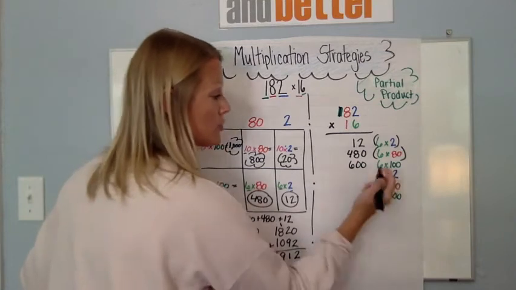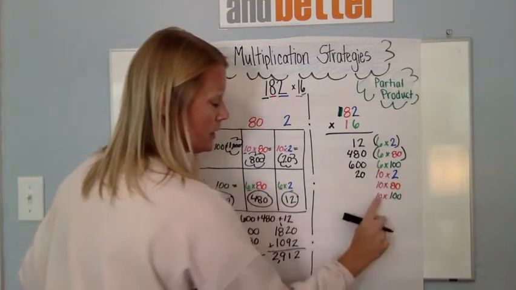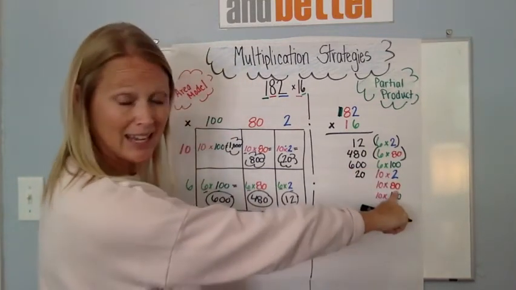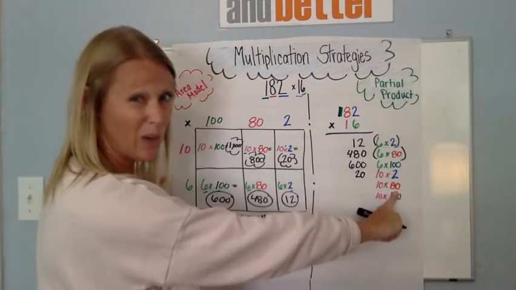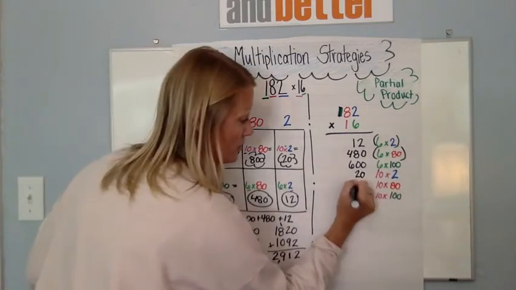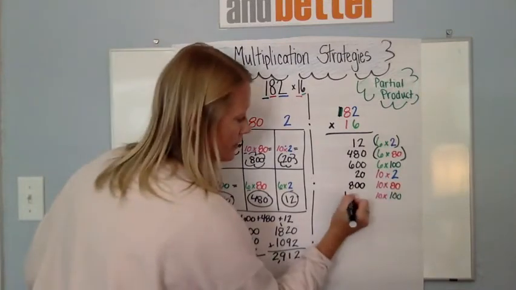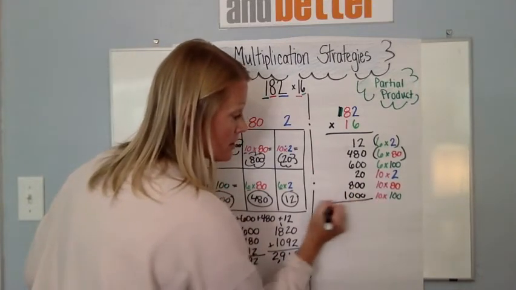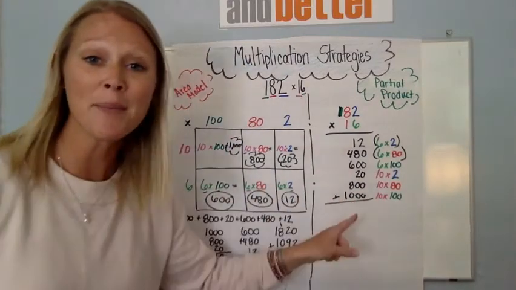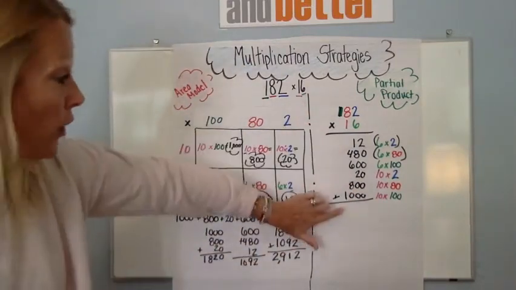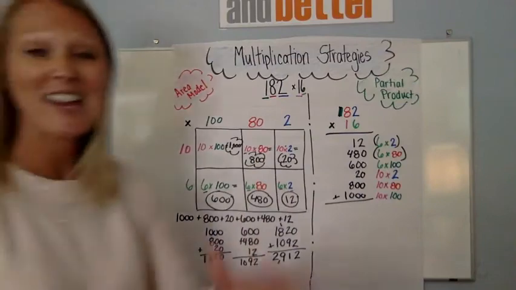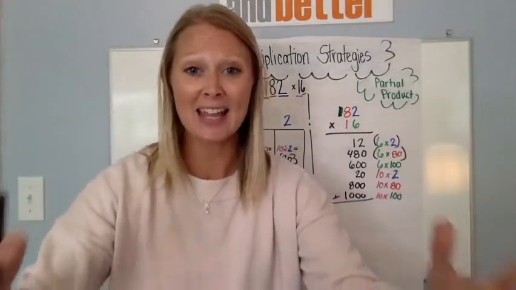I have 10 times 2, which I know is 20. 10 times 80, well, 8 times 1 is 8, and I have 2 zeros, so it's 800. And 10 times 100 is 1,000. Wait a minute, Ms. McLemore. These are the same numbers. Yes, these are all the parts that we found over here in our area model. It's the exact same thing.